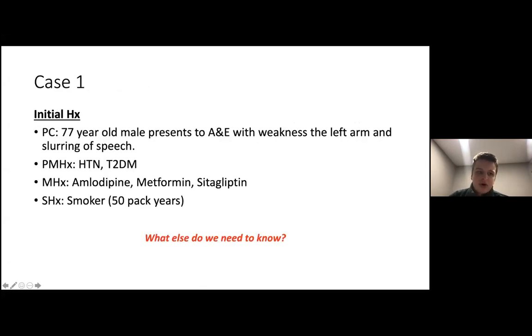Okay, so I thought I'd start off by going through a case. You're in the A&E department, and a 77-year-old male comes in, and he's got weakness in his left arm and slowing of his speech. He has a past medical history of hypertension and type 2 diabetes. Medication includes amlodipine for his hypertension, and he takes metformin and sitagliptin for his type 2 diabetes. He admits being a smoker with a 50-pack year history.